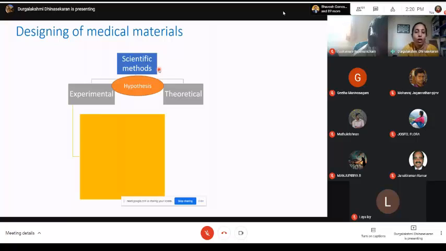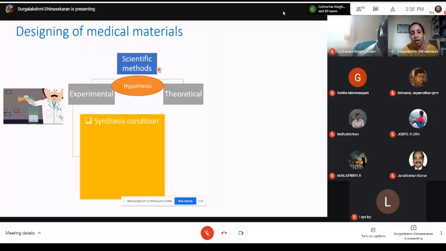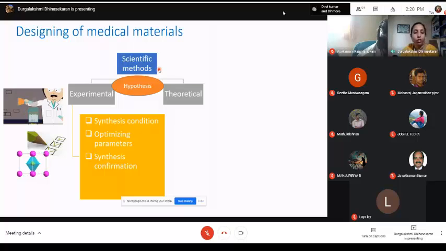In experimental work, it starts with the synthesis condition based on the literature surveys, and next they go for optimizing parameters by altering the synthesis parameters, to see whether we can obtain the result which we intended to get. And next is the synthesis confirmation: whether the material I hypothesized is what I am getting or not. We need to confirm it with suitable characterization techniques.